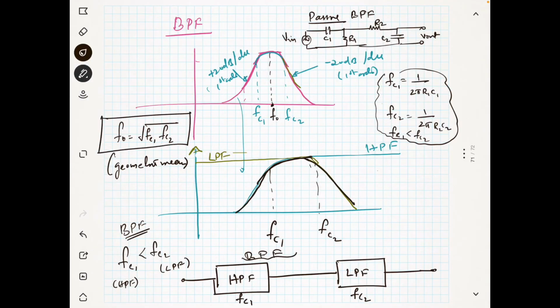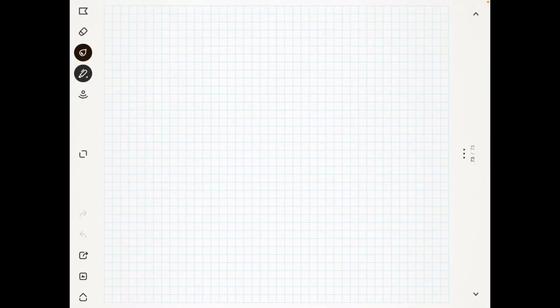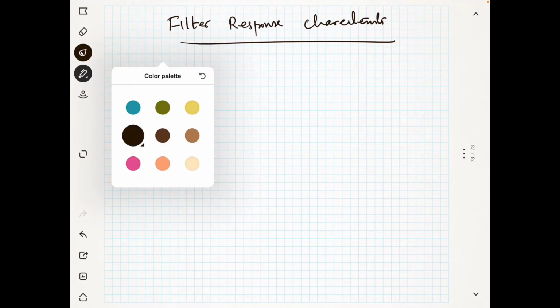So we have seen all the types of filters. Now we will talk about the filter response characteristics. We have only seen the response characteristics in terms of slope. That means we have seen minus 20 dB per decade, or plus 20, or plus 40, or minus 40. But there are some other response characteristics according to which filters can be classified.